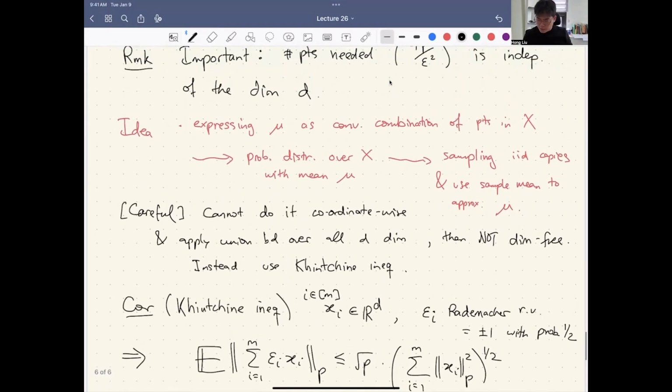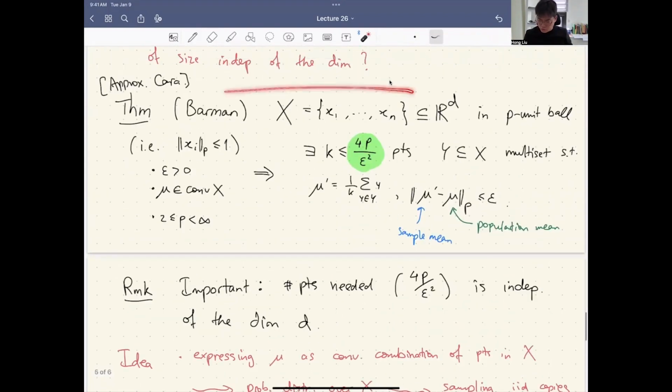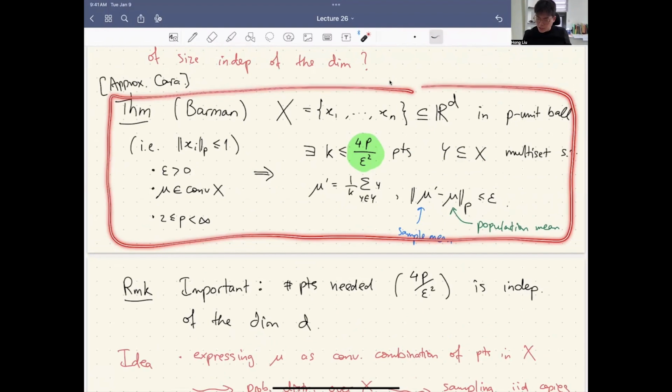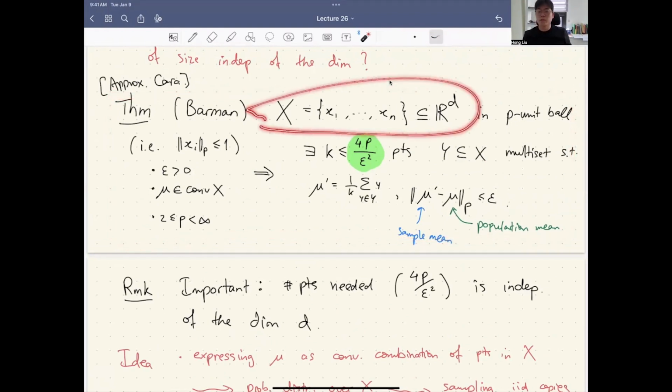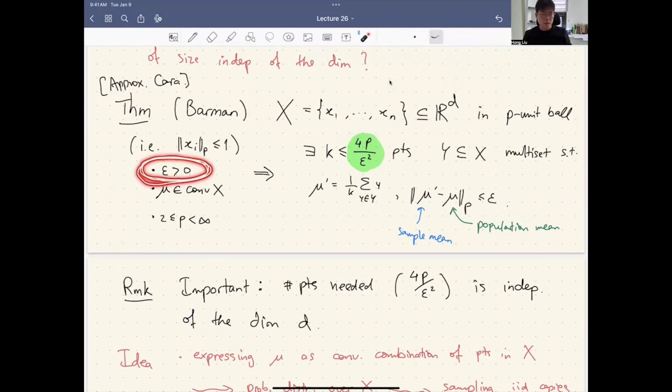So let's carry out this idea. Let's now prove this approximate Caratheodory theorem. Once again, what it says is that you have a set of points in R^d. Take a point mu in the convex hull, and take your error term. You want to approximate mu in p-norm up to error epsilon. We claim that we can take the mean of at most a constant number of points that depends only on the p-norm and epsilon, in particular on the order of 1 over epsilon squared points.